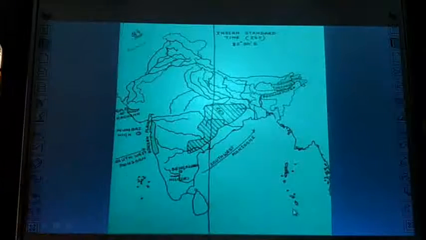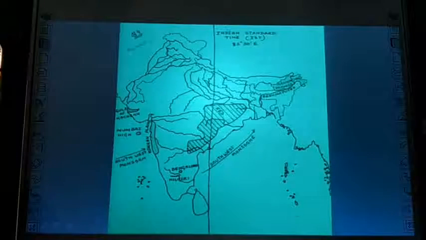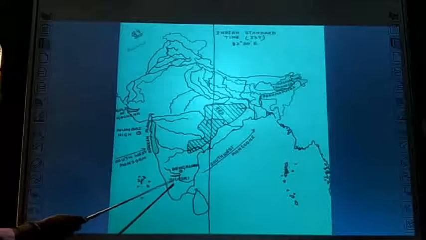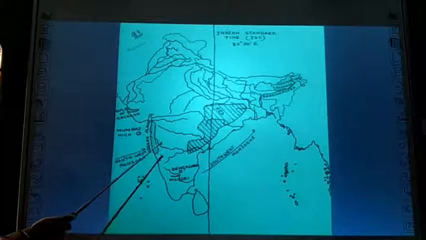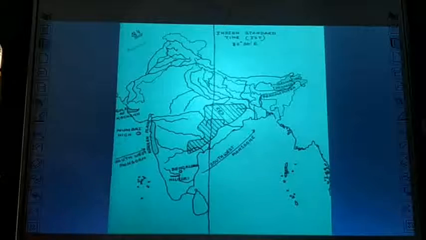The last question. Question number 4. On the outline map of India provided, mark and name the following features. Question number 1A. Mark and name the range where the eastern and western Ghats meet. Well, Nilgiri. Nilgiri is the range where the eastern and western Ghats merge.